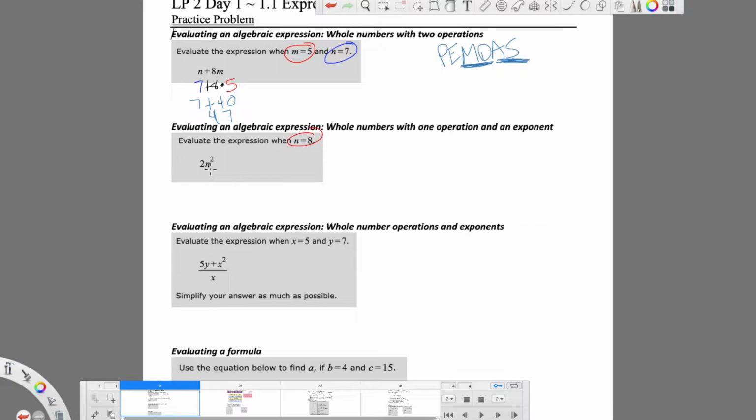So I can see n right here. So I have the same idea. I have that, and then I'll put 8. And remember this means times here. I've got my little dot for times.